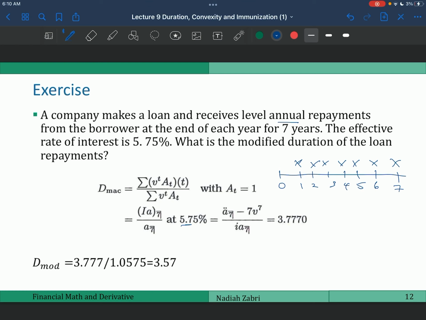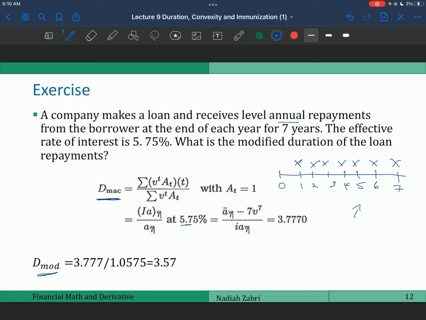Okay, let's go to an exercise on an example. A company makes a loan and receives level annual repayments from a borrower at the end of each year for 7 years. Here is the timeline of the repayments. It's level, and the amount is not given, so the level repayment is X. The effective rate of interest is 5.75%. What is the modified duration of the loan repayments? So we are asked for the modified duration. We find the Macaulay duration first, and then we convert it to the modified duration.